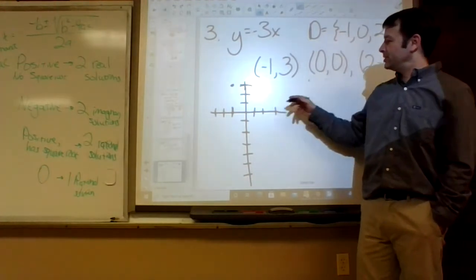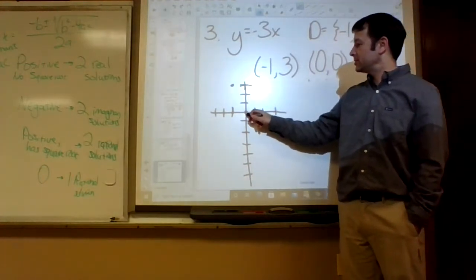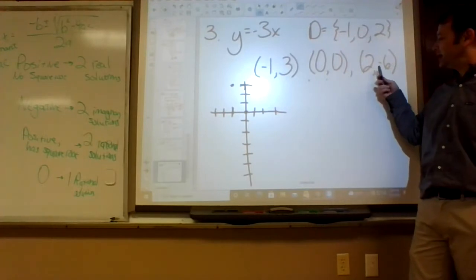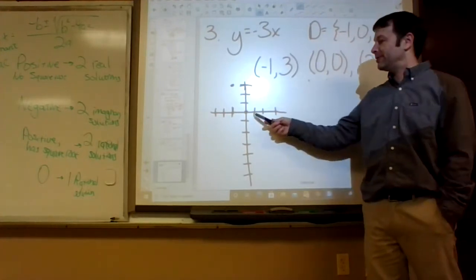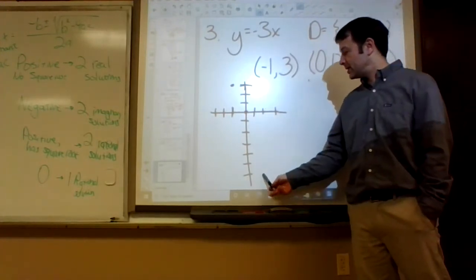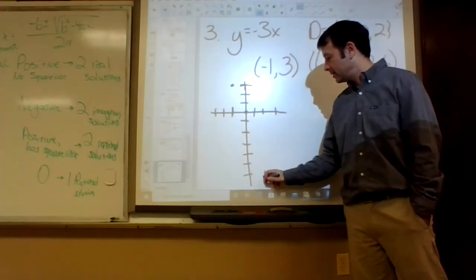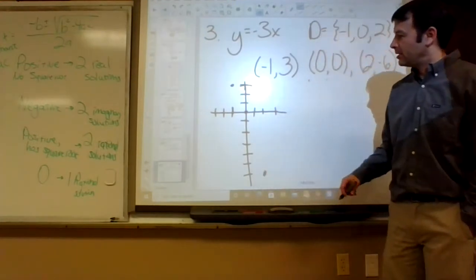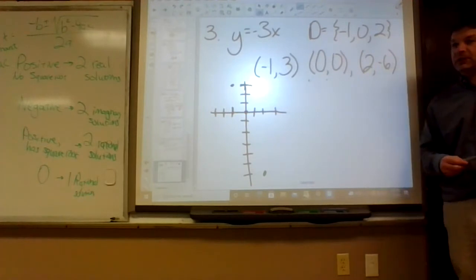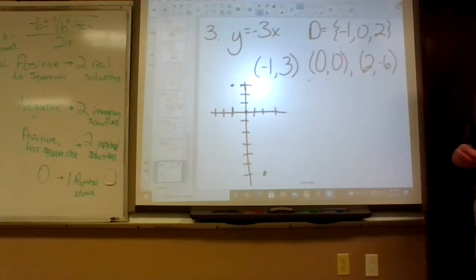Okay, 0, 0. You guys know where that goes. And then 2, negative 6 would be 2 to the right and 6 down. Yeah. All right. Should we connect the dots? What do you guys think? No. It's a no. That's correct.